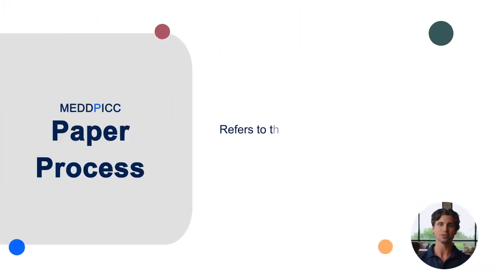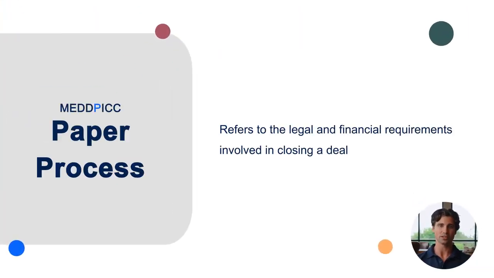Paper process. The fifth component of MEDDPIC is paper process, which refers to the legal and financial requirements involved in closing a deal. Sales reps need to understand the paper process to ensure that they are aware of the legal and financial requirements and can provide the necessary information to the customer.